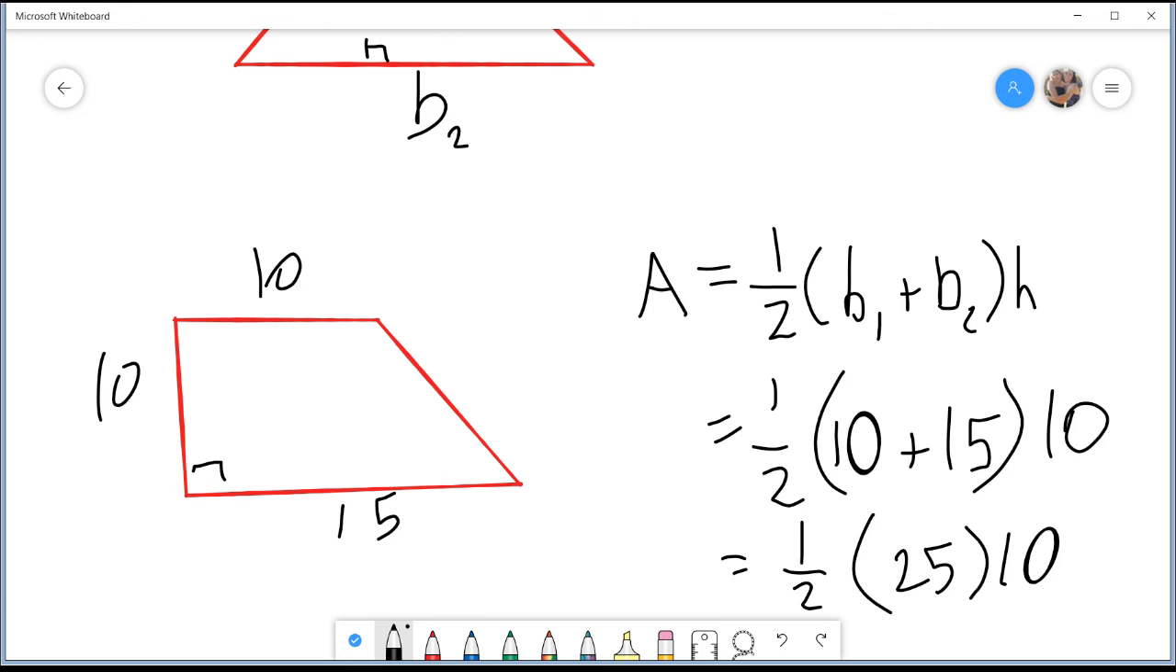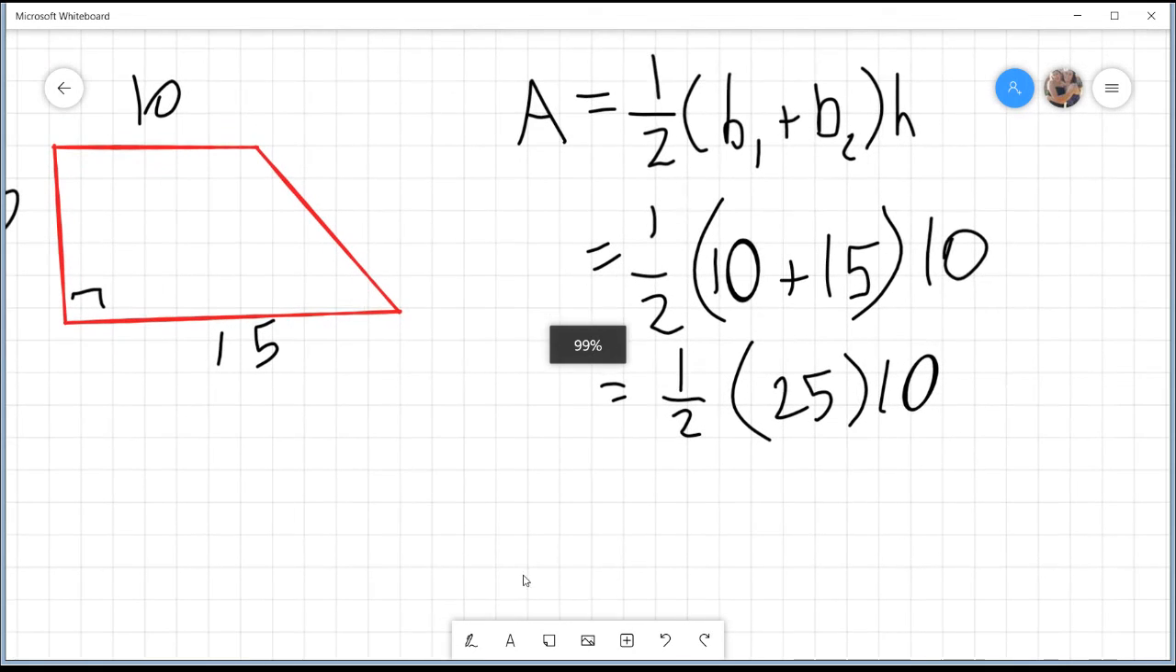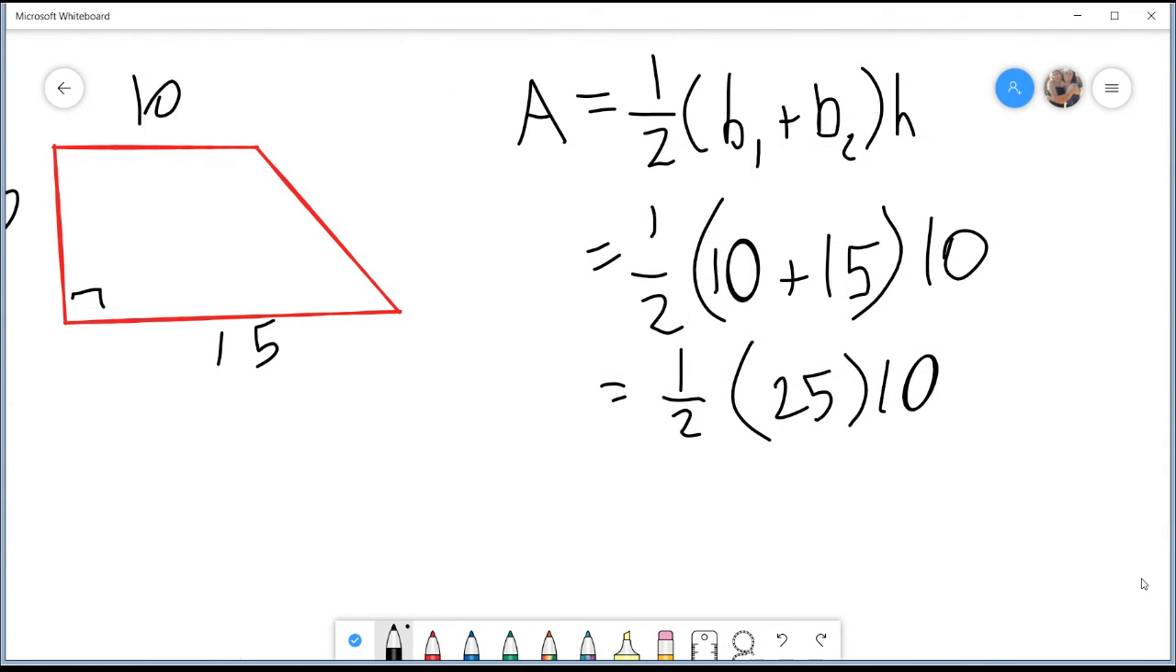All right, so all we have to do to finish is do this multiplication. 1/2 times 25 times 10. Since multiplication is commutative, I'm going to do 25 times 10 first, and I'm going to say 1/2 of 250. And half of 250 is 125. And there we go. That's the area of our trapezoid.